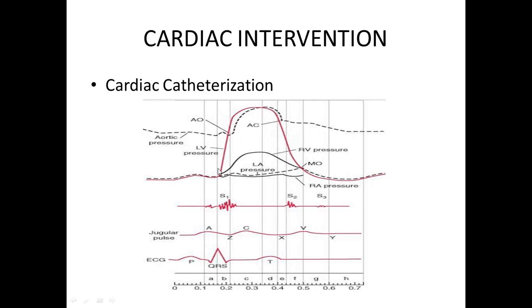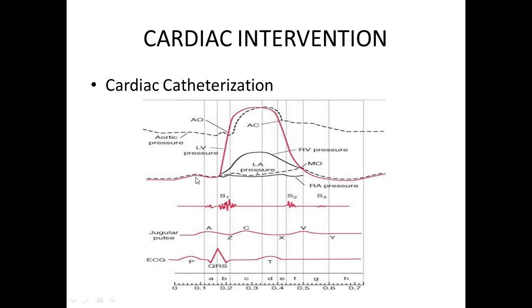Okay? Your RV pressure, so the pressure in the right ventricle, if you're doing, say, a right heart catheterization, the pressure in the RV is going to be similar, but lower. The pressure in the RV is going to be much lower. The systolic pressure is going to be much lower. The pressures on the right side are lower than the pressures on the left side. So your RV systolic pressure is going to be much lower. The contour is going to be similar. The diastolic pressure should be the same though. The diastolic pressure in the RV and the LV should be the same.